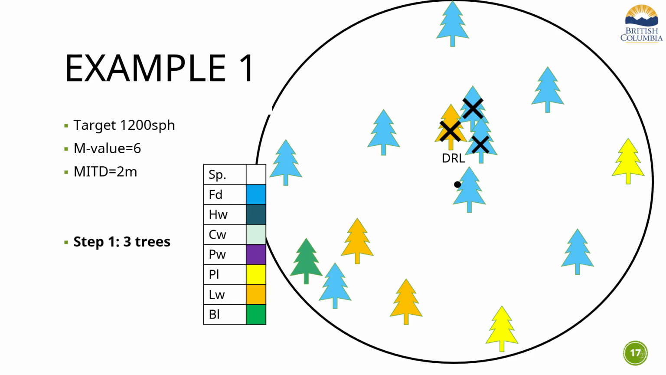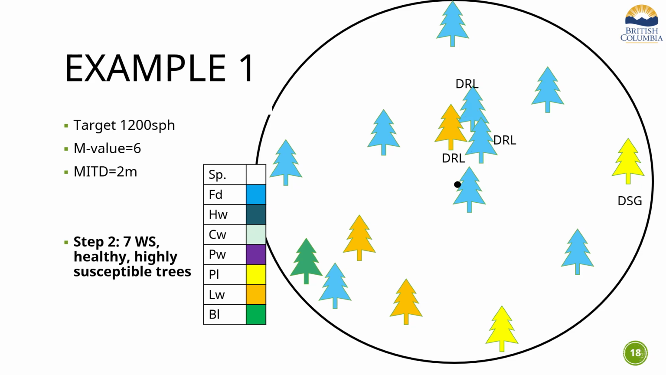All right, for our first example, we have laminated root disease in our plot, so we need to begin the Netdown process. We find 2 living infected trees, 1 fir and 1 larch, and 1 dead infected fir. They're clustered together, all within 2 meters of each other, but that does not matter. For step 1, we have 3 infected trees.